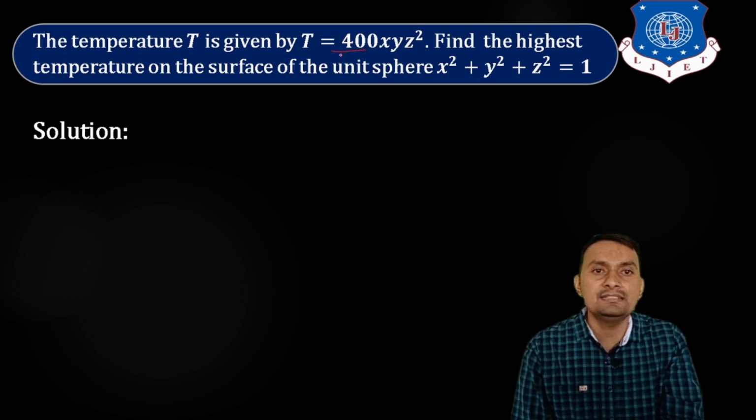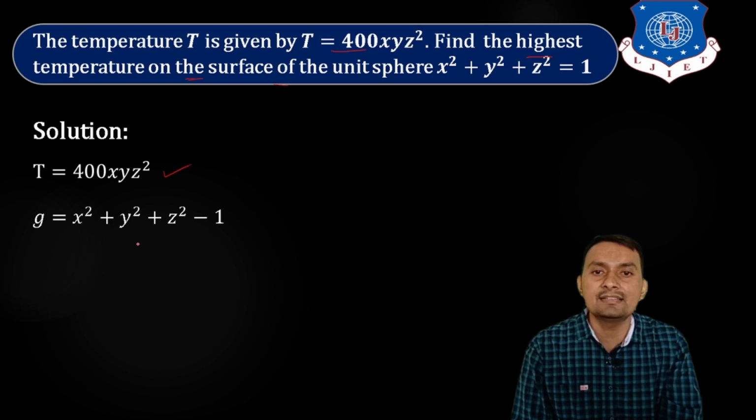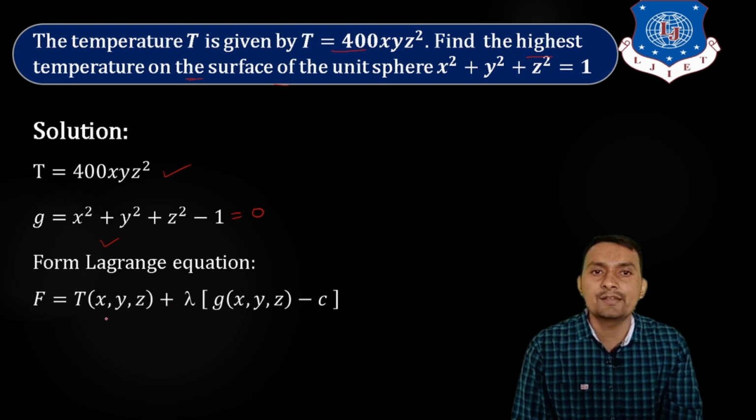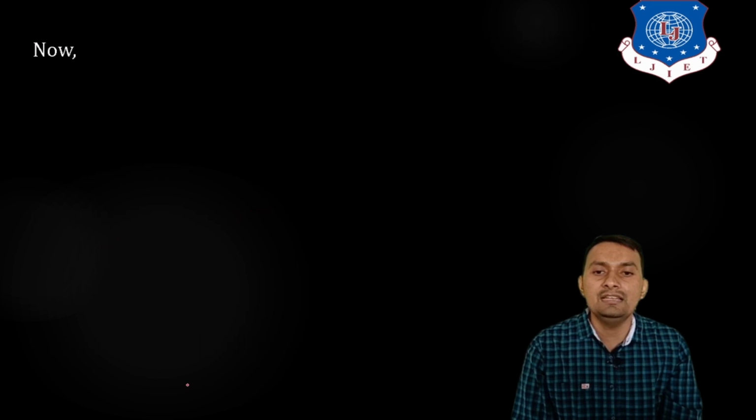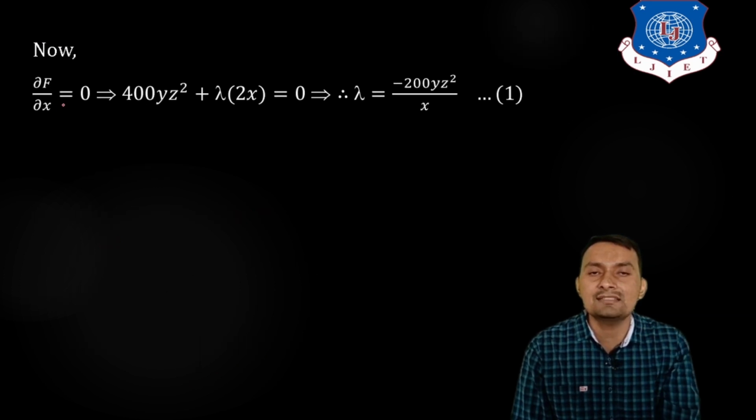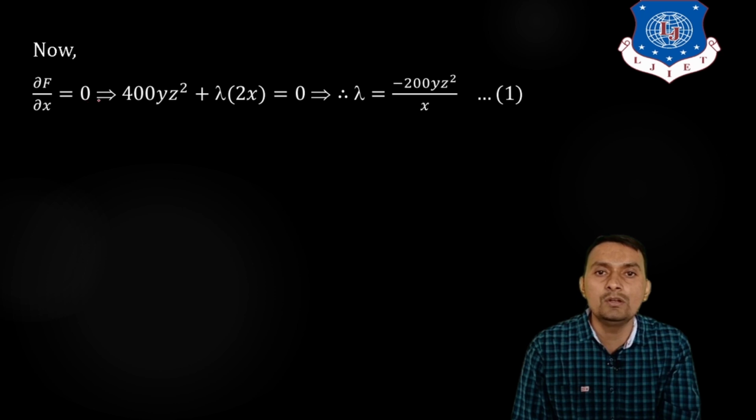So here let us understand the first question: the temperature T is given by this. We need to consider the highest temperature on the surface. So on the surface, that is our constraint. Your T is the given function, and this is our constraint. So we need to consider the Lagrange equation, capital F is equal to T plus lambda times g of x, y, z minus c. After putting T and g, we do the partial derivative with respect to x, and to get the critical points we set it equal to 0.